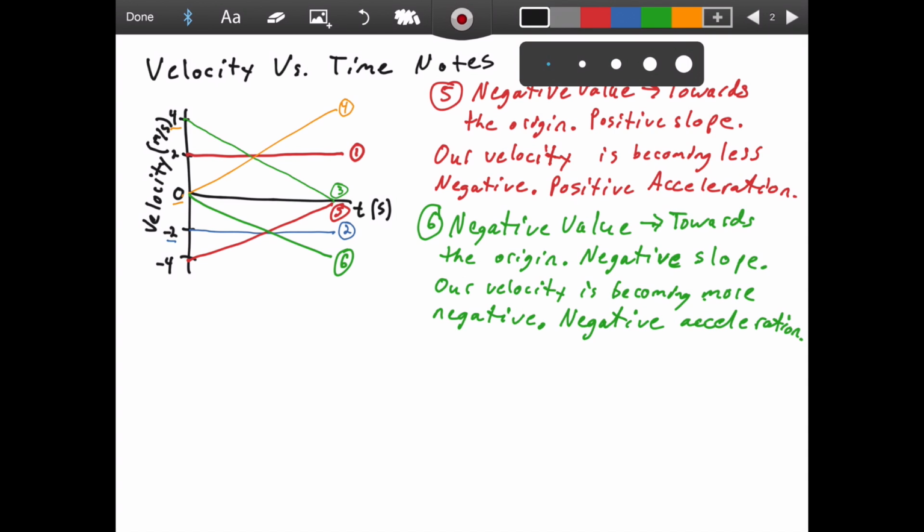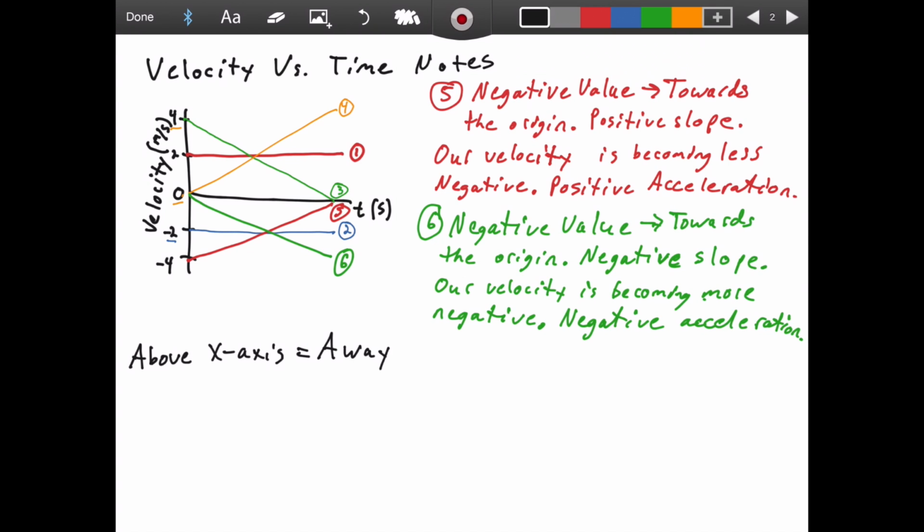Now that we've gone through various examples, I just want to go ahead and summarize all the information that we've talked about thus far. So first I want to start with looking at what happens if our velocity is above the x-axis. Well, we can clearly see from the examples from before, any velocity that's above the x-axis, so any positive velocity, is going to result in moving away from the origin. Like we said, a positive velocity there means that we are gaining meters, and we are gaining meters away from the origin.